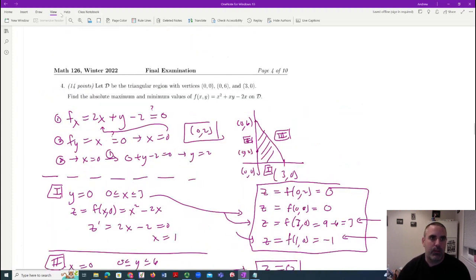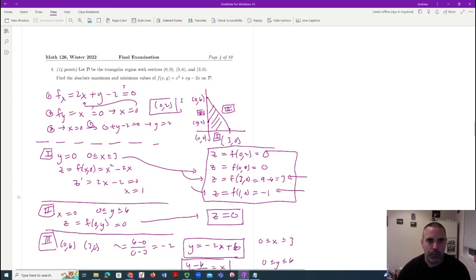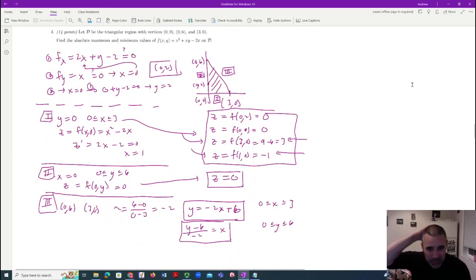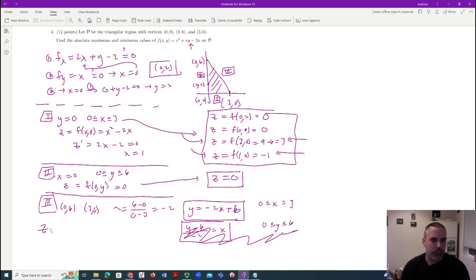I don't know what's better. It just depends on the equation, what would be easier to plug in. Would it be easier for me to substitute for y or substitute for x? I think it's easier to substitute for y, because there's only one y to substitute for. Okay, so this is going to be f of x. I'm putting in negative 2x plus 6 for y. So I'm going to get x squared plus x times negative 2x plus 6, minus 2x. I would simplify that: minus 2x squared plus 6x minus 2x.